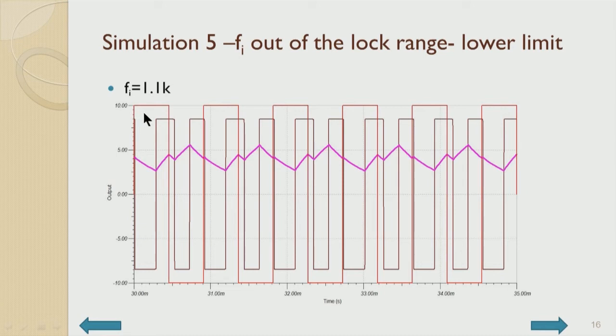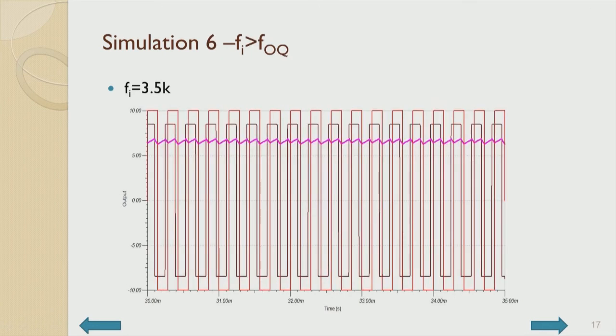Okay, so this is the incoming frequency, which is much lower than the free running frequency. So this goes back to the free running frequency, and now the incoming frequency is above the free running frequency. 2.75 kilohertz is the free running frequency, and 3.5 kilohertz is the frequency of the input. So you can again see the beautiful locking, and it has gone above 5 volts.